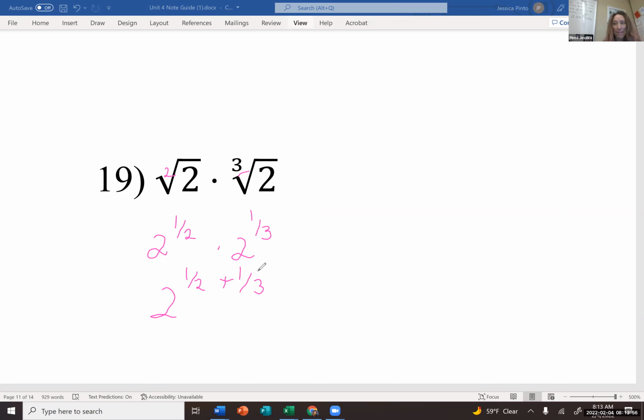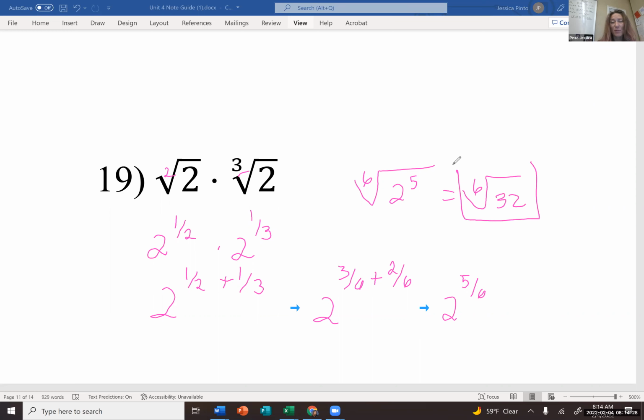But these don't have the same base, so we're just going to convert those both to the denominator of 6, which is going to be 2 to the 3/6 plus 1/3 is 2/6, which altogether is 2 to the 5/6, which in radical form is the 6th root of 2 to the 5th, which, oh my God, how many times have we seen that? This is the 6th root of 32. This must be one of our favorite problems as Algebra 2 teachers.